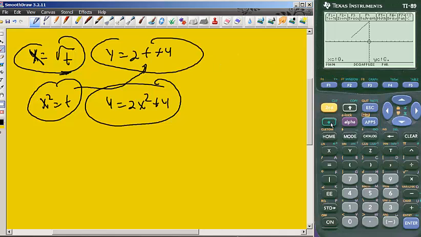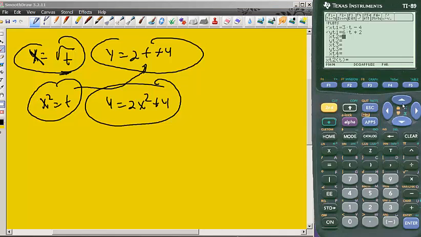So let's go graph it in parametric form. Go here, and then type in rad t for the first equation, and then the second equation is 2 times t plus 4, and let's tell it to graph.